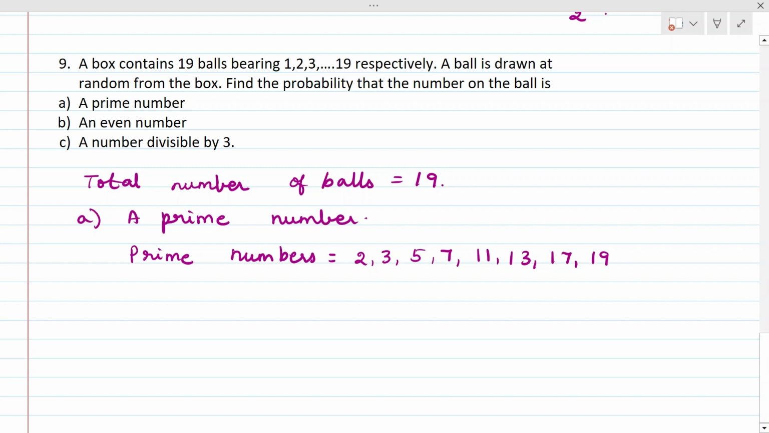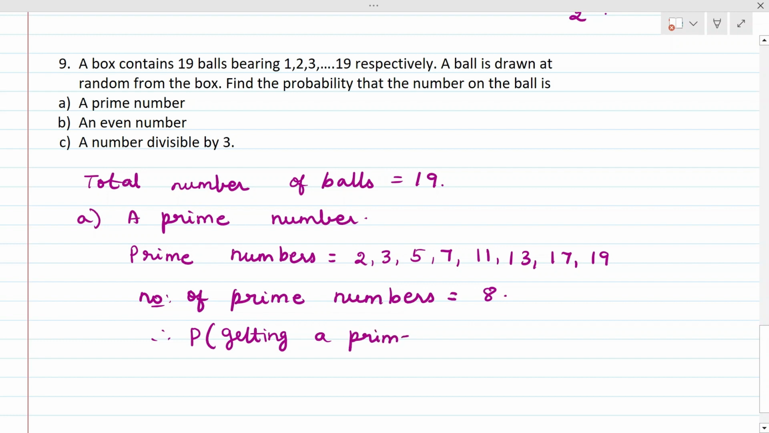So how many numbers we have? 1, 2, 3, 4, 5, 6, 7, 8. Therefore, number of prime numbers, how many prime numbers we have? That is 8. Okay. So therefore, probability of getting a prime number is equivalent to favorable cases. Our favorable cases is 8 divided by total possible outcomes is 19. Okay. So probability of getting a prime number is equivalent to 8 by 19 in this case.